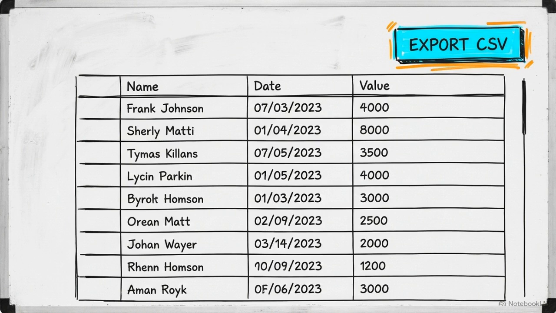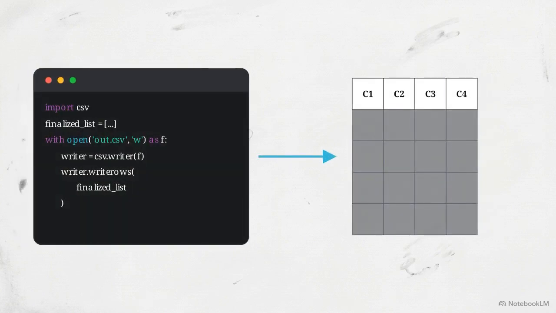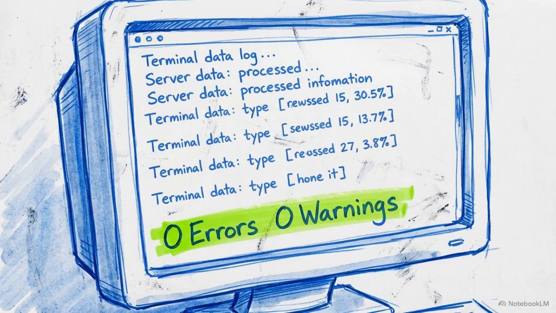Now this pristine dataset has to be passed on to a storage solution or analytical model. The immediate next step is to export the finalized list. You can do this easily using Python's standard library CSV module. By utilizing built-in Python tools instead of importing third-party libraries, you maintain complete control and zero dependency integrity over your entire data pipeline.